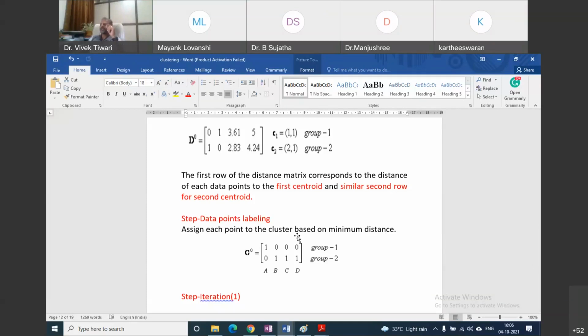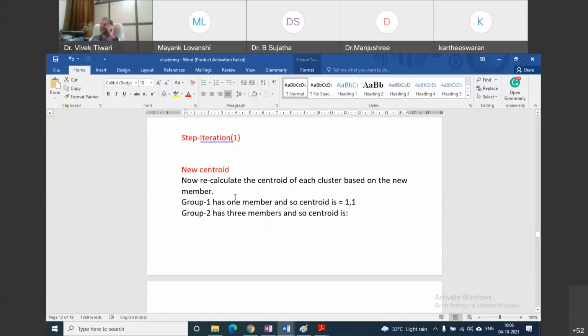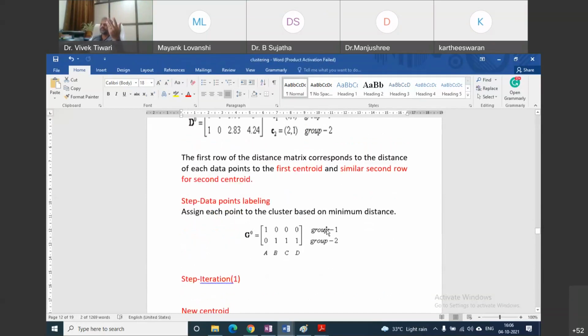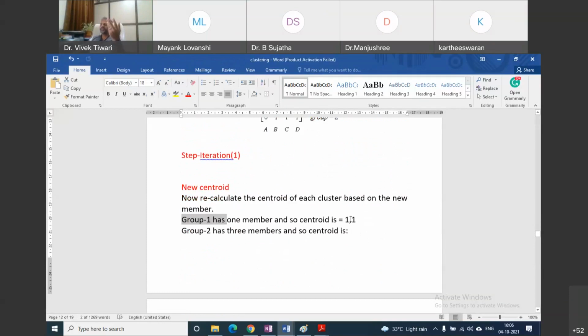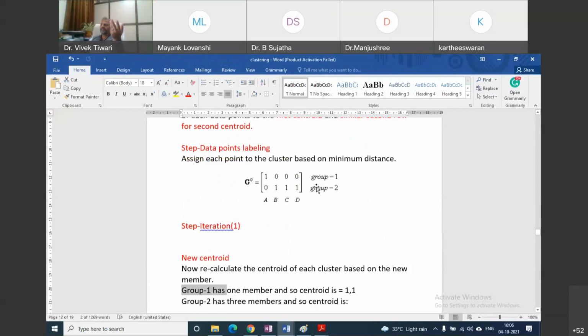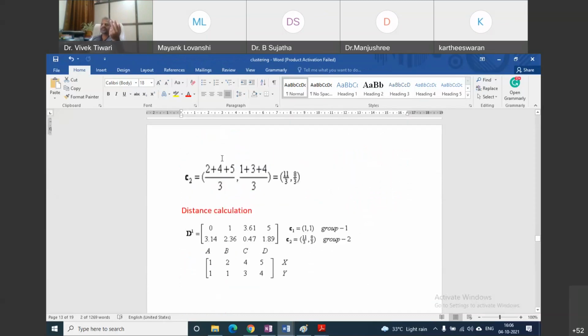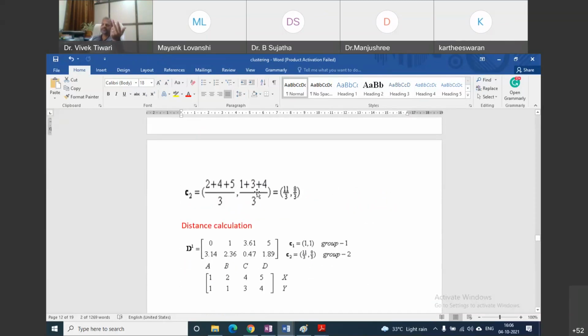Agree? So in the second iteration, I have to recalculate the centroid. Group 1 already has 1 data point, so the centroid is going to be the same, 1, 1. But cluster 2 now has 3 data points. So how do we calculate the new centroid of cluster 2? Similarly, the corresponding x values we have to average, and the corresponding y values we have to average. So 11 by 3 and 8 by 3 is the new centroid of cluster 2.